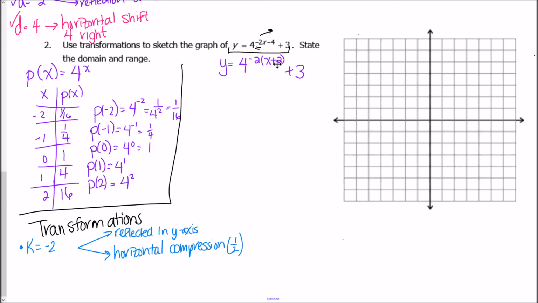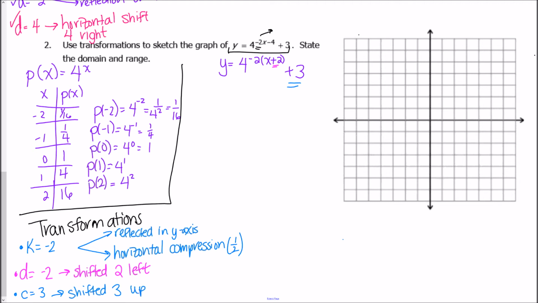Okay. What else do we know? We know that this plus 2 right here is going to tell us that our graph moved. So this means d equals negative 2. So this is going to tell us that our graph shifted horizontally 2 units to the left. Okay, and then this plus 3 here is going to tell me that my c value is 3. And what that means is that it shifted 3 units up.